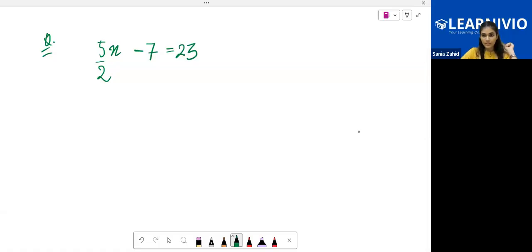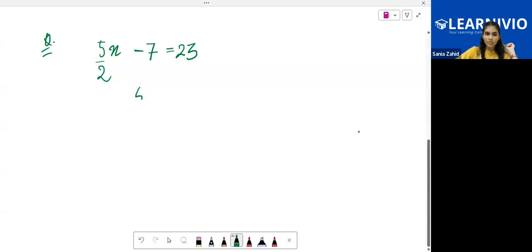For that one, 5 by 2y is equal to 23 plus 7. So we get 5 by 2y is equal to 30. Then what we are doing is 5y is equal to 30 into 2. We cannot do it directly like 5 by 2y into 30.